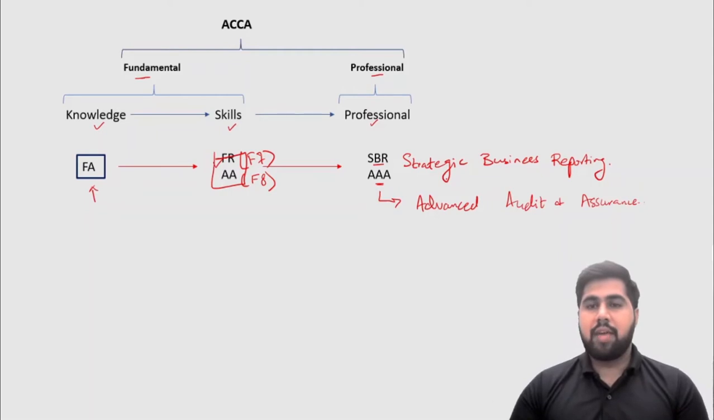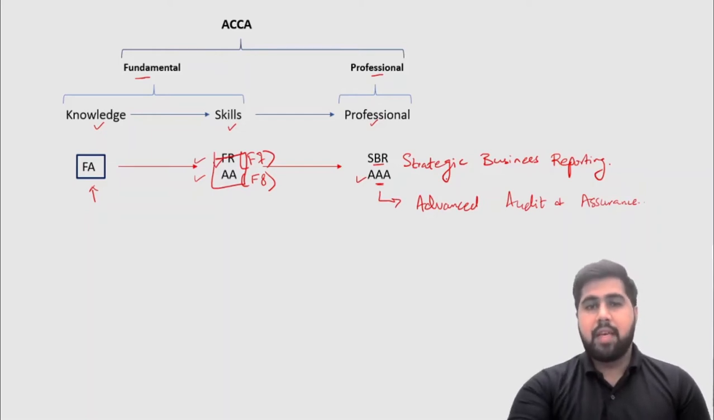Now what you have to understand is that the knowledge you gain in this paper is carried forward in FR, which you have to give in order to pass ACCA. AA again you have to give in order to pass ACCA, and SBR is one of the strategic essentials, your professional optionals paper, right? So for at least these three, FR, AA and SBR, you need to have a good grip on FA in order to pass them, which will help you become an ACCA affiliate, right? Therefore, the knowledge you gain in this paper is very crucial.